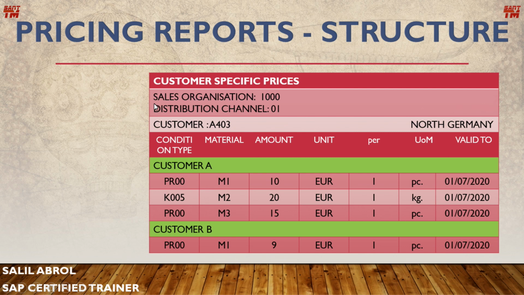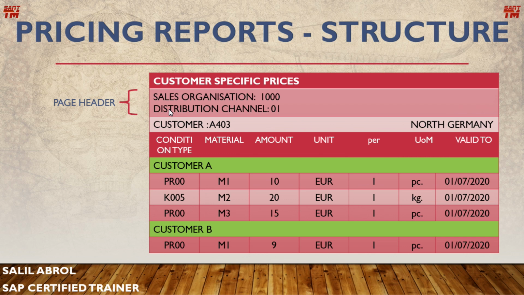Then in the second row, I have defined the sales organization, that is 1000, and the distribution channel, that is 01. Up till this part, sales organization and distribution channel, is called the page header. Keep this in mind: when we are using the structure of pricing reports, sales organization and distribution channel define the page header. It is the first level filter that we are applying.